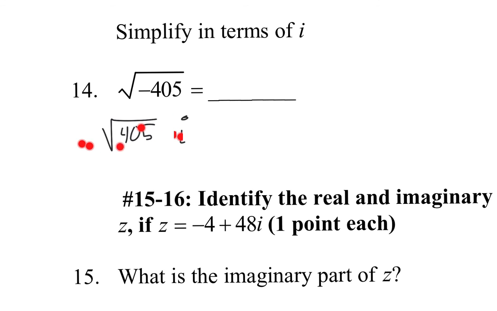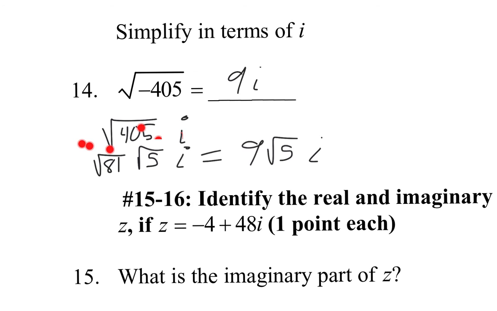Now, what multiplies up to 405? And specifically, what perfect squares multiply up to 405? Well, it turns out that 81 goes into 405. 5 times 81 is 405. So you could think of this as square root 81 times square root 5 times i. The square root of 81 is obviously 9, so you'd write it as 9 square root 5 i. As I told you, it's usually best to put the i in between there just so you don't accidentally put it underneath the square root. Boom, that would be your answer.